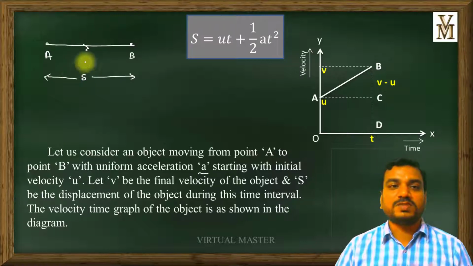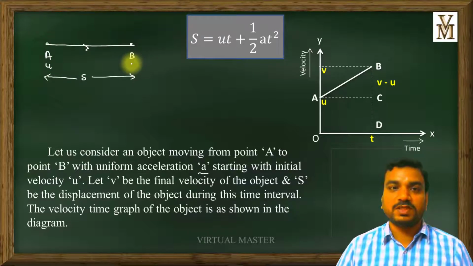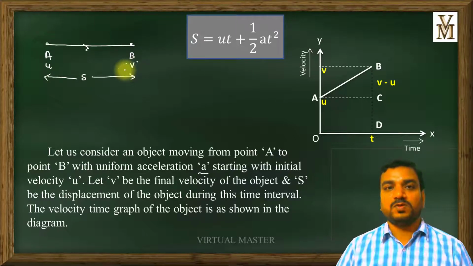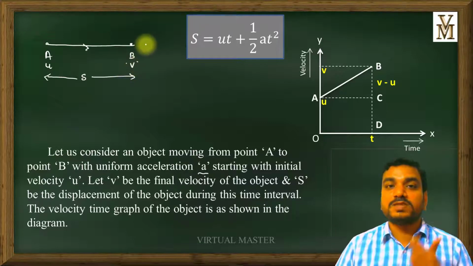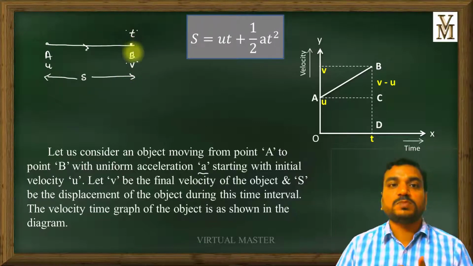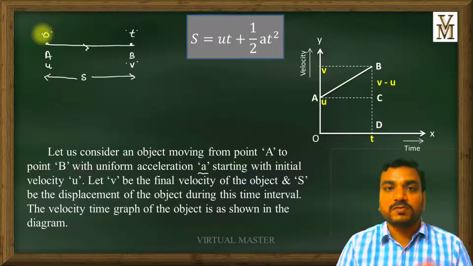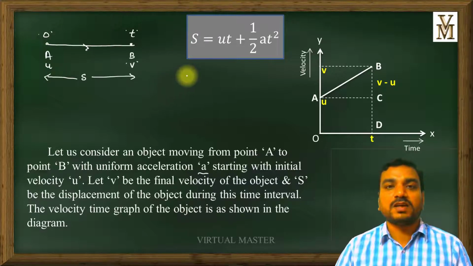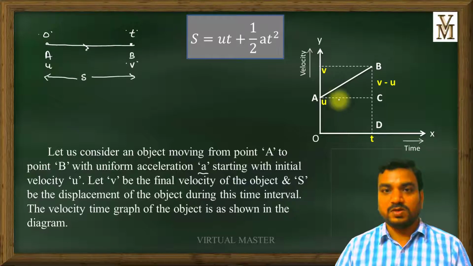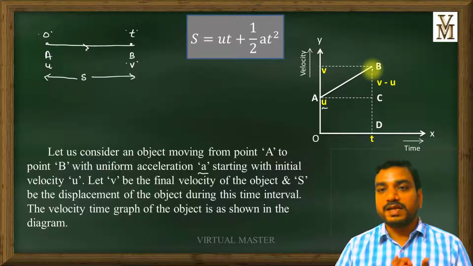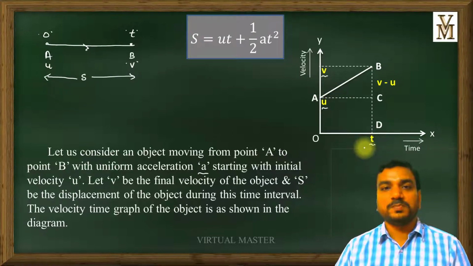Let us consider that the object is starting from point A with initial velocity small u and it is reaching point B with a final velocity small v. Also, the object is taking t seconds to reach point B from point A. The velocity time graph of the object is as shown in the diagram.